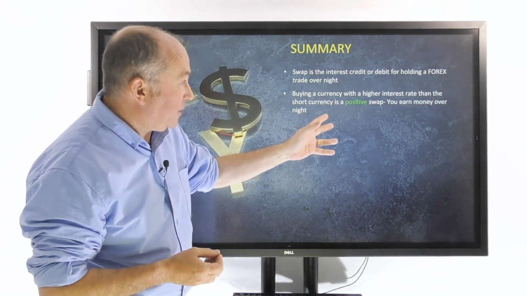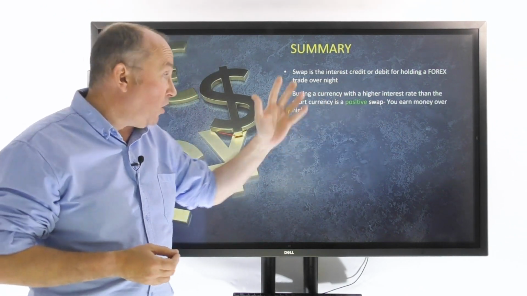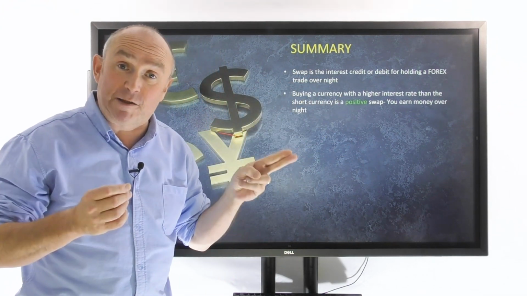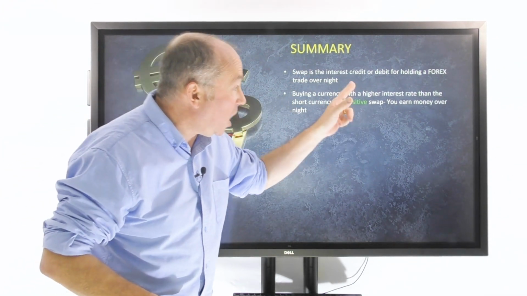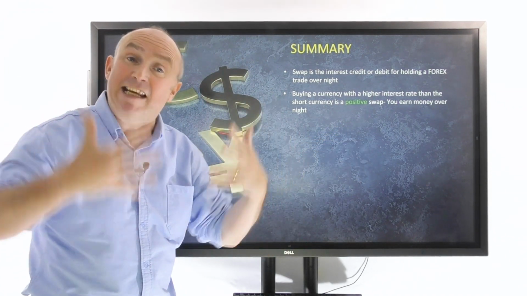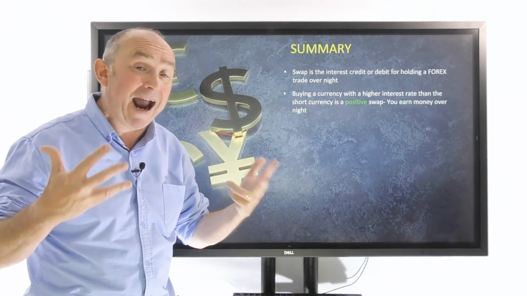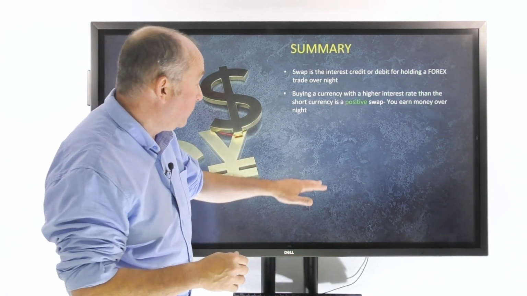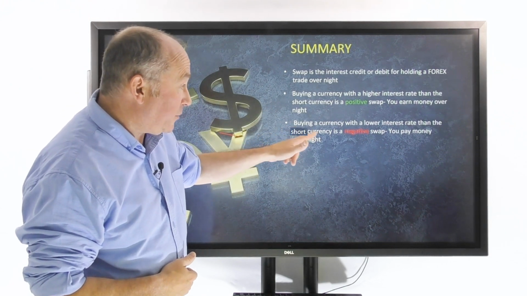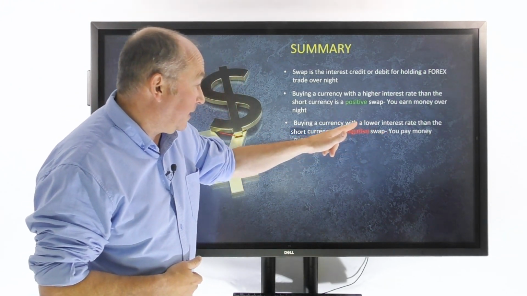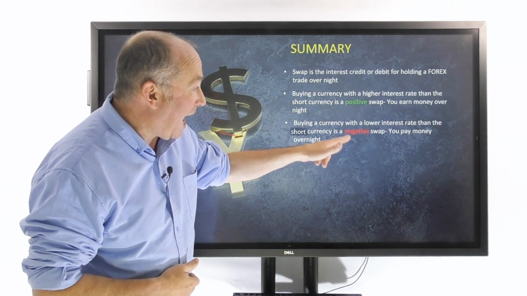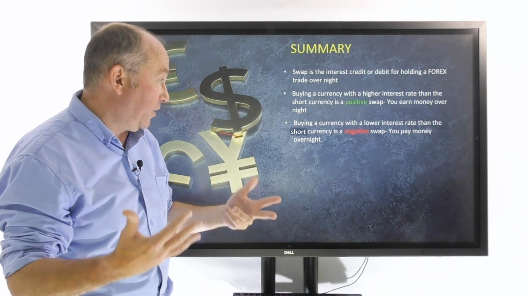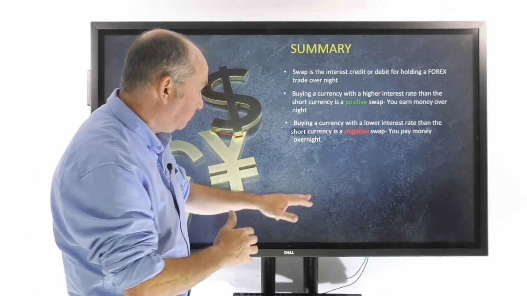So if you're buying a currency with a higher interest rate than the one that you've sold, this would be known as a positive swap. If you're trading a currency pair with a positive swap, you're actually going to earn money overnight. You're actually going to receive interest. So swaps are not an all bad thing, but you need to know whether you're trading with a positive swap or indeed a negative swap. So consequently, if you're buying a currency with a lower interest rate than the currency that you sold, then this would be known as a negative swap. That's when you'd pay money for holding that position overnight. That is a negative swap.